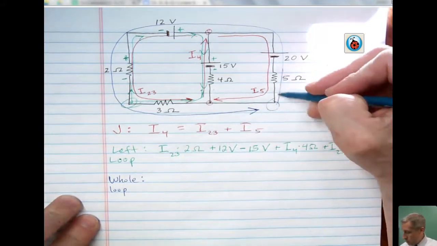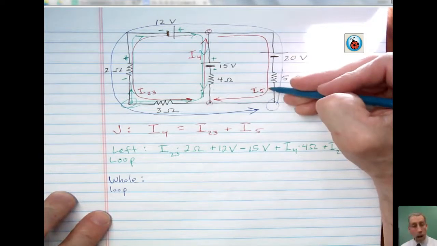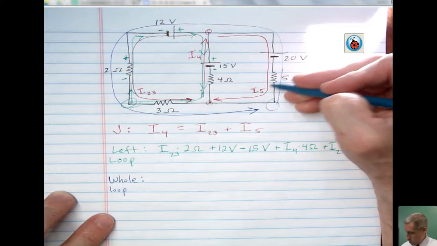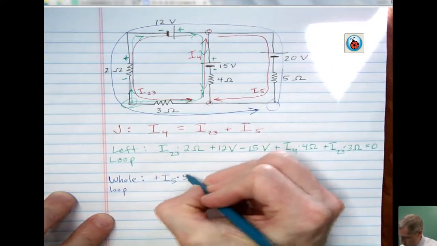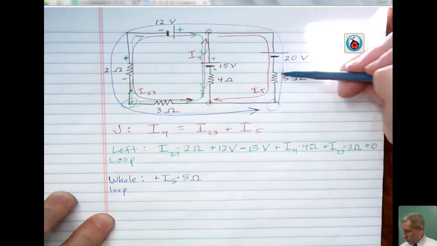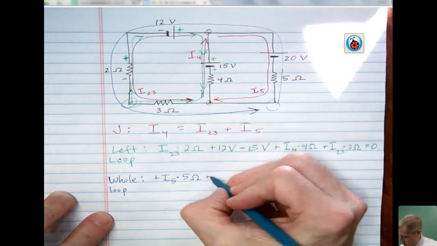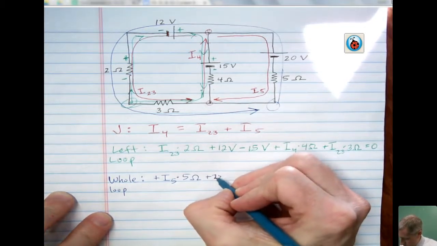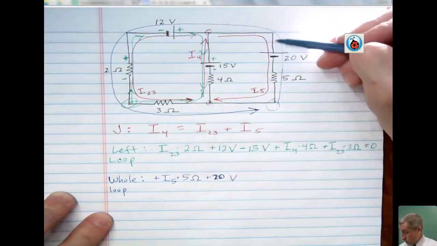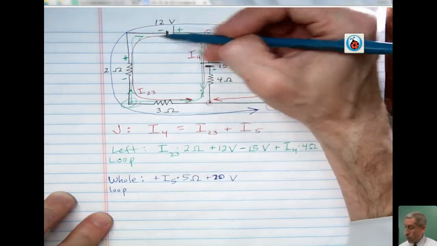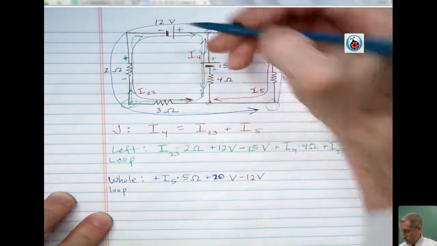So I'm going to head up this way. I run into this 5 ohm resistor that has current going opposite the direction I'm moving through it. So this would be a jump of I5 times 5 ohms. Then I'm going through a battery in the way that batteries are intended to be used. So that is a plus 20. I was looking at the other battery. Plus 20 volts. And then I go here through kind of the wrong direction in the battery. So that's minus 12 volts.